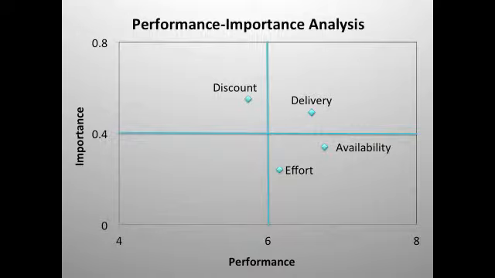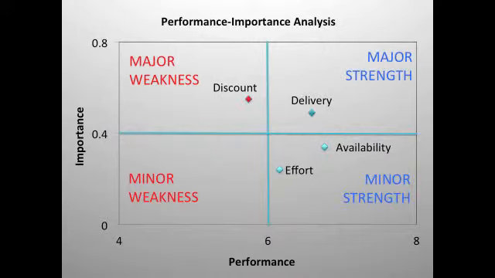Okay, now we're going to go on to the performance and importance analysis, also known as quadrant analysis, and this takes the importance scores and performance scores of each attribute and compares them so that we can find our major strengths and major weaknesses. Alright, as you can see, discount level is a major weakness. It's very important to customers and we're performing below average on it. A major strength is delivery method, which is important to customers and we're performing great at it.